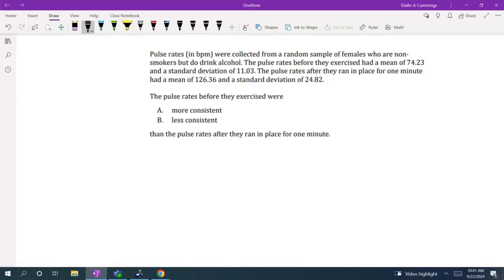So in order to answer this question, we're going to construct two normal distributions. For our first normal distribution, the mean is 74.23 and the standard deviation is 11.03. And for our second curve, the mean is 126.36 and the standard deviation is 24.82. So I'm going to map these out.